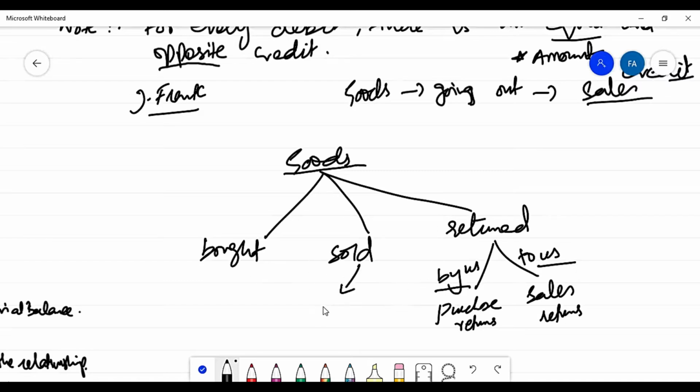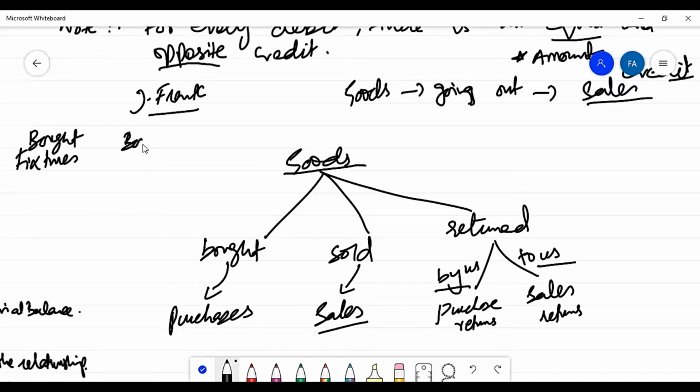This is simple. If goods are sold, we term it as sales. If goods are bought, we term it as purchases. Another misconception in the mind of students: bought fixtures, bought goods. Can we say both are purchases? No, because fixtures are our non-current assets. Goods are our purchases. This is one logic, that fixtures are non-current assets.